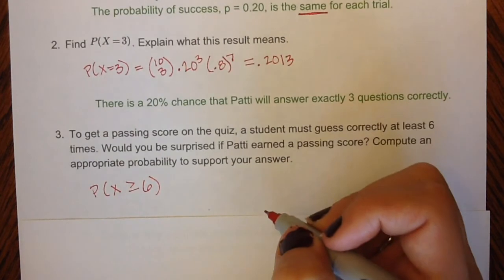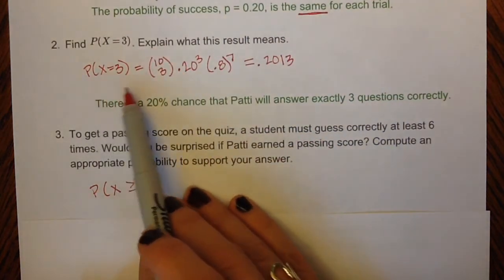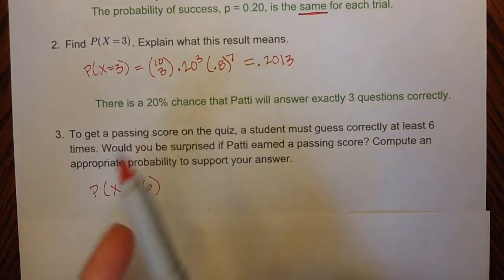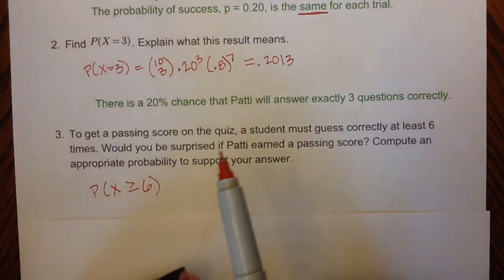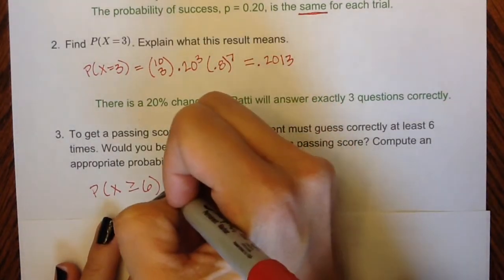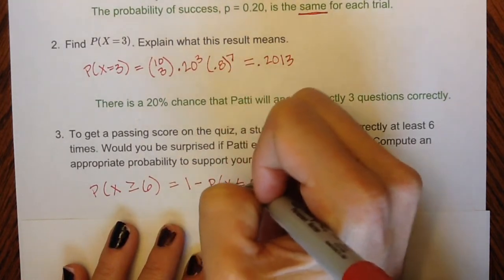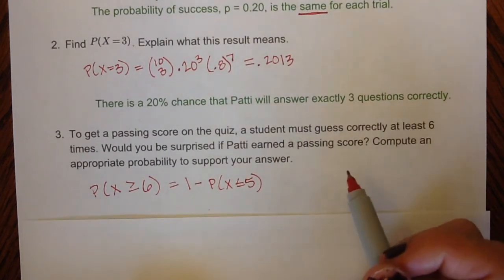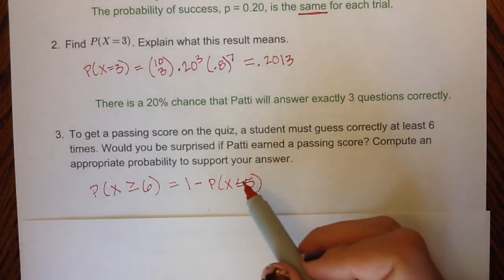Now remember, if I'm going to use what we did up here, we need it exactly equal to. So we'd have to find the probability x is equal to 0, x is equal to 1, x is equal to 2, x is equal to 3, all the way up to 5, because this is equal to 1 minus the probability that x is less than or equal to 5. So we would have to find all of those. Or we could use the cumulative function.